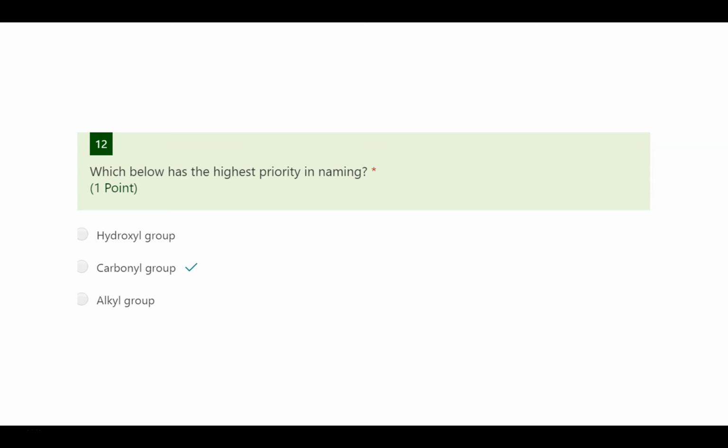So which here is the highest priority in naming? This is just sort of remembering from our list. Carbonyl has the highest. Hydroxyl is below that. But alkyl doesn't even make it on the list. That's actually always listed as a prefix.